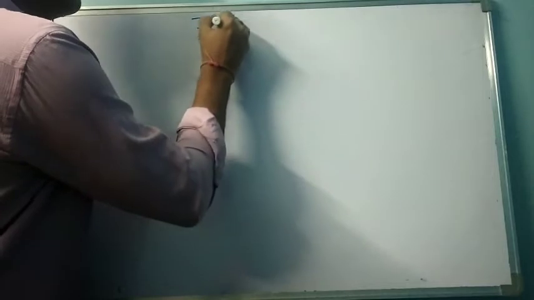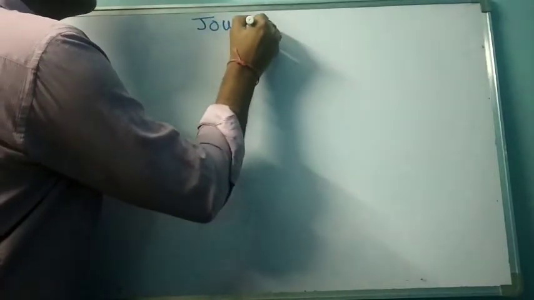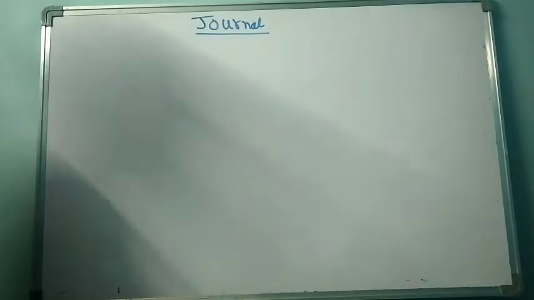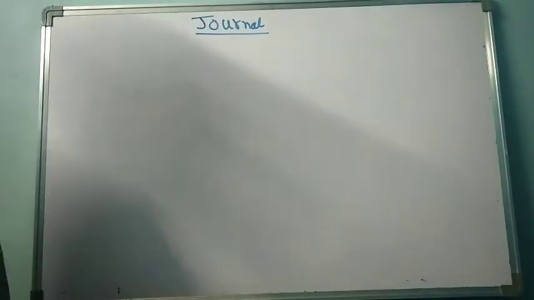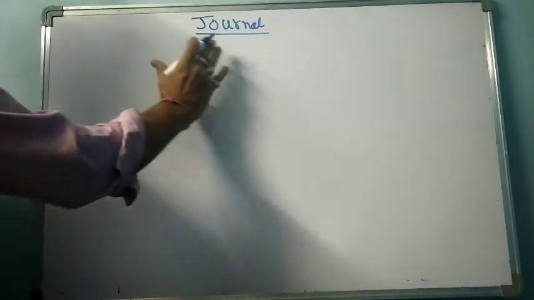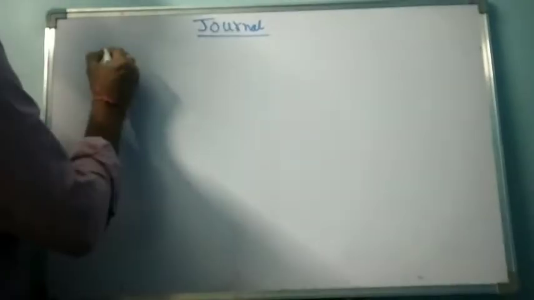Today's class, I am going to explain the format of journal. In the last class, we came to know how to identify the debit and credit part of an economic transaction with the help of journalizing process. Now let us see what is the format of journal.